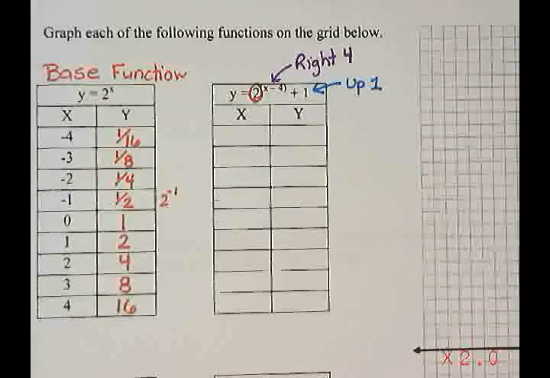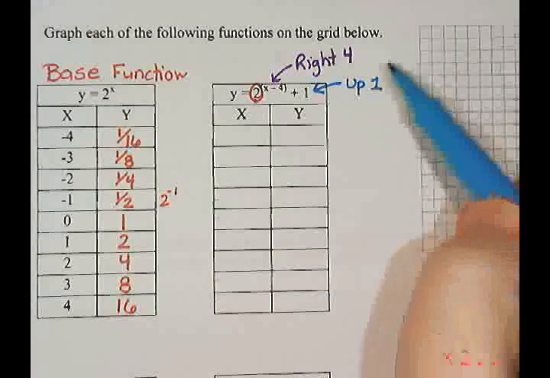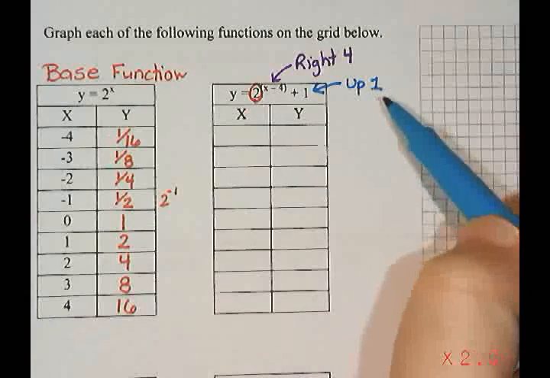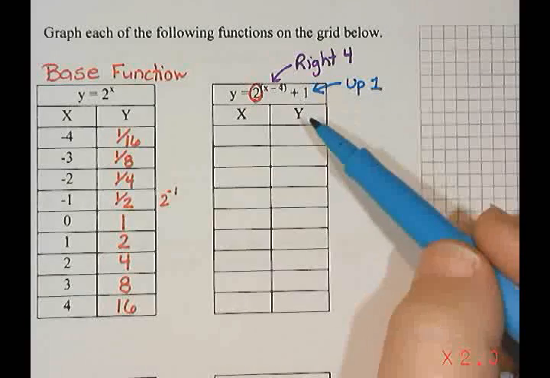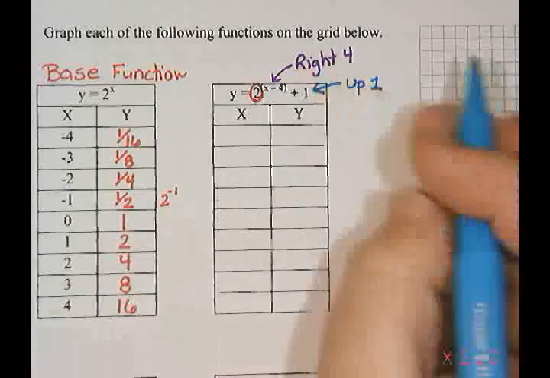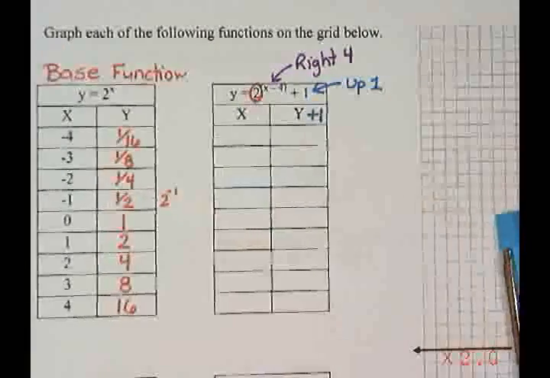Now this is where I stop and take a second and ask myself, what up 1 and right 4, what part of the graph is going to change? So if it's moving up 1, does that change the x or the y? It changes the y value by moving it up 1. So we're going to add 1 to our y value.